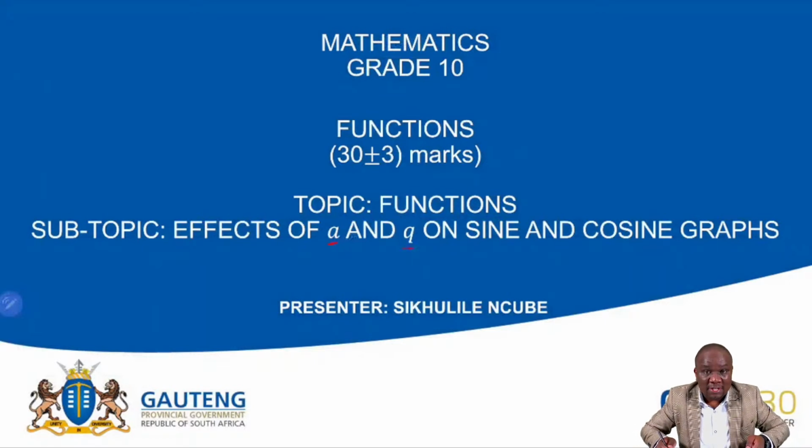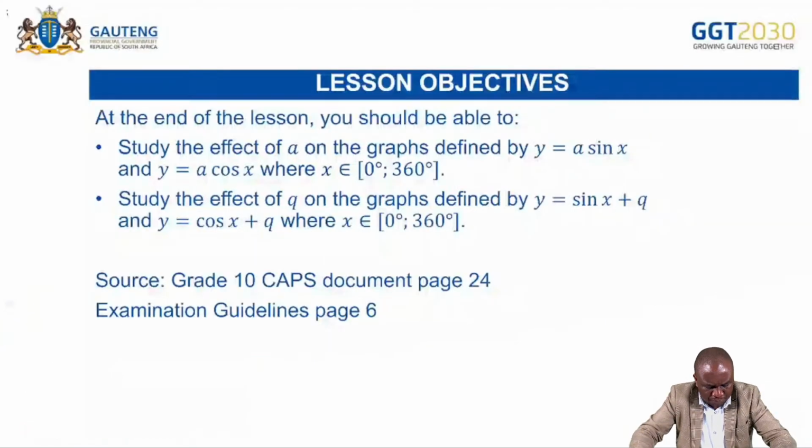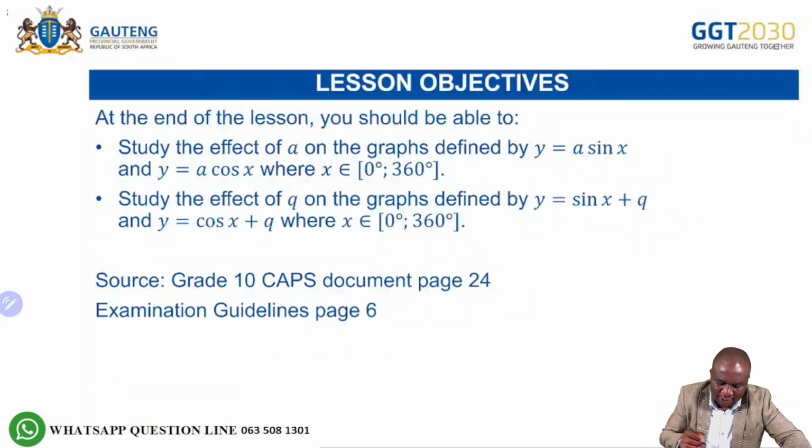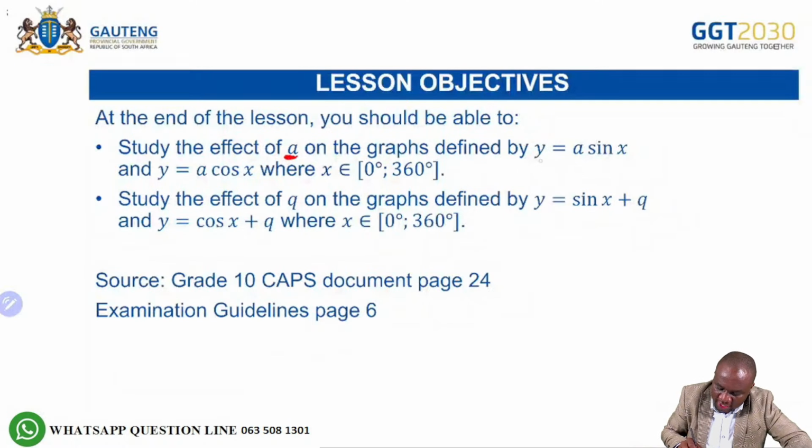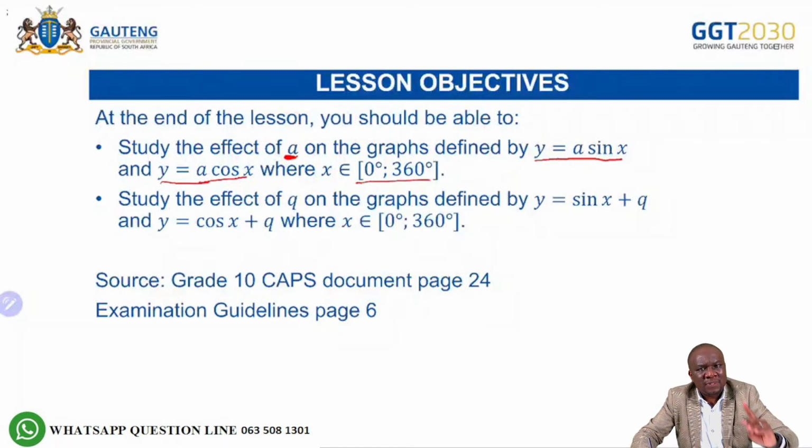I hope that now you are settled. Now let's continue. At the end of the lesson, you should be able to study the effect of parameter A on the graphs defined by y is equal to A sine x and y is equal to A cos x, where our domain is from 0 to 360 degrees. Definitely at the end of this lesson, you will be understanding the effect of A.